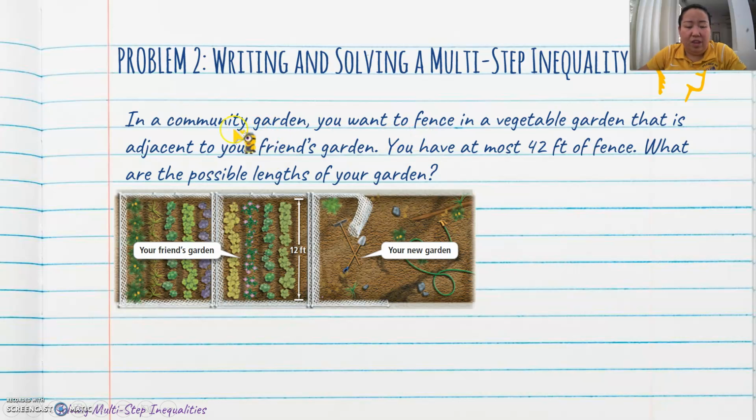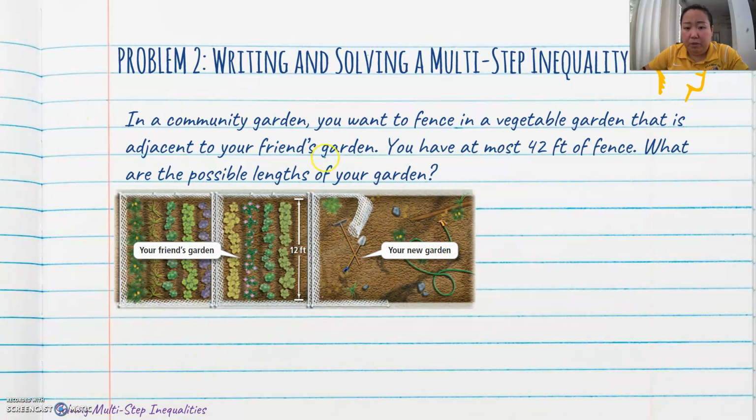Okay, so we have a community garden. You want to fence in a vegetable garden that is adjacent to your friend's garden. So it's right here. You have at most 42 feet of fence. What are the possible lengths of your garden? So one thing that you need to know is, because we're talking about fencing, this is going to be a perimeter problem, okay?